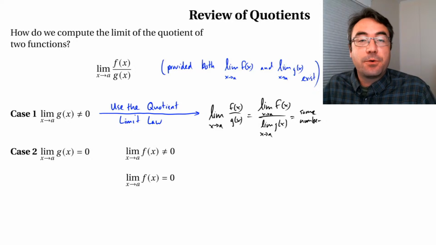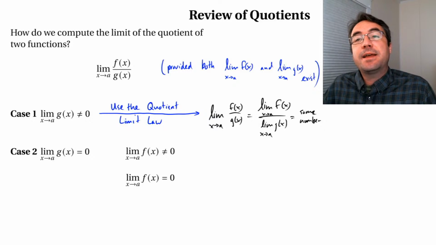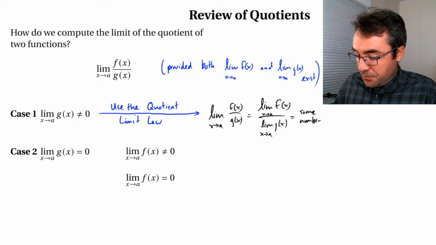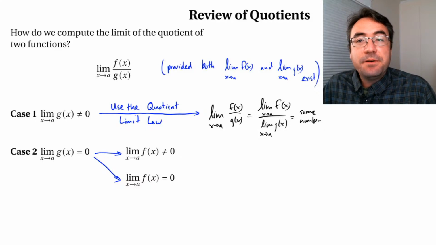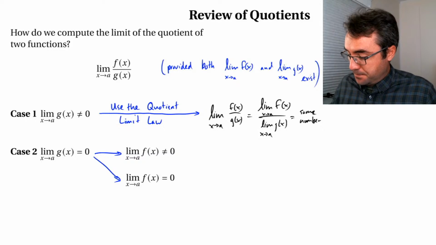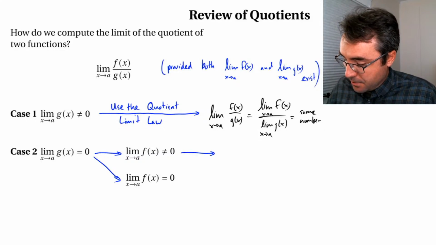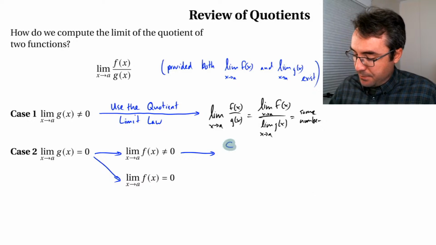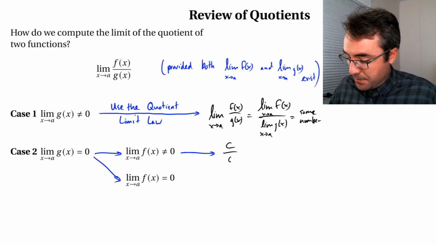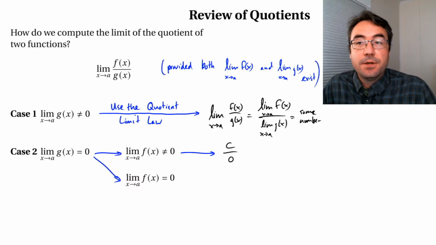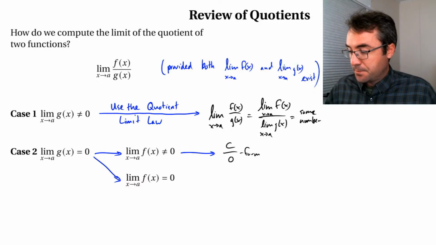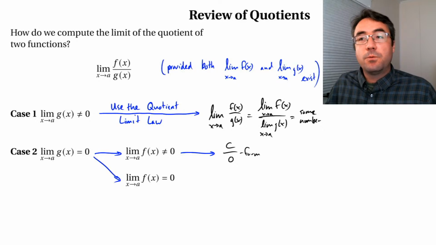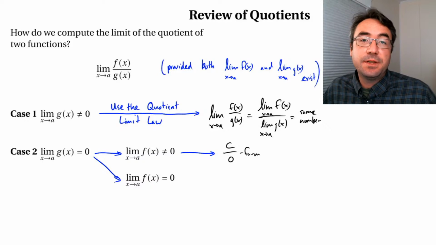Where things get interesting, though, of course, is case 2, where the limit of the bottom term does go to 0. And then it kind of breaks down further into 2 subcases based on what the numerator does. So if the numerator does not go to 0, well, then what happens? The term in the top, f, is not going to 0, but the term in the denominator is going to 0. So we would get what we called our c over 0 form. And this we saw way back towards the beginning of the course. This is an infinite limit.